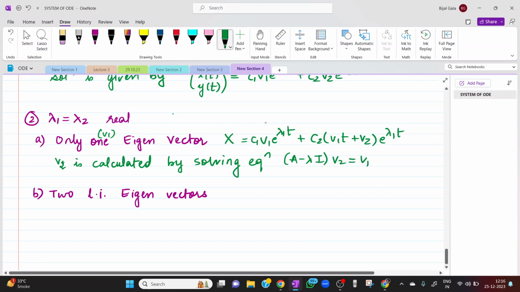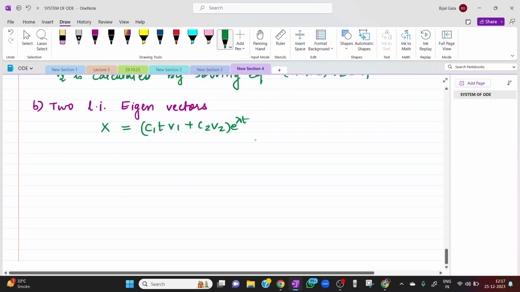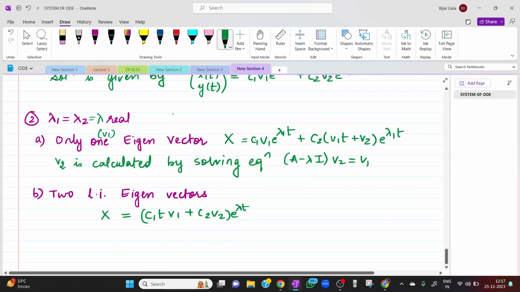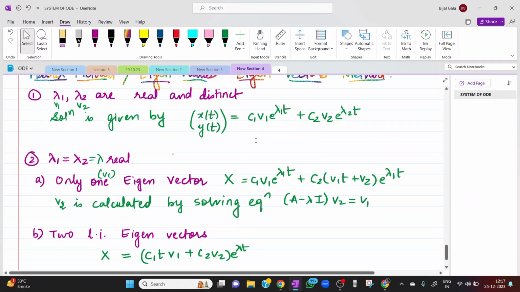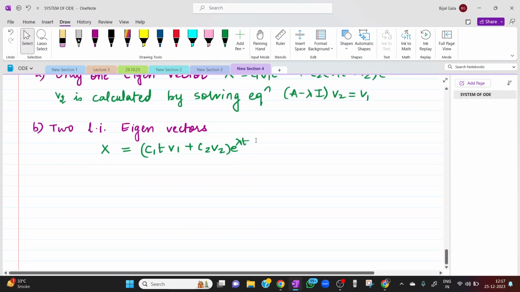In case we get two linearly independent eigenvectors, we write the solution as x is equal to C1 V1 plus C2 V2, times e raised to lambda t, where lambda is the value of lambda 1 and lambda 2, which is the same. So these are the cases we are going to work with. Of course, there's a possibility of complex eigenvalues as well, but we'll not get into those details here.